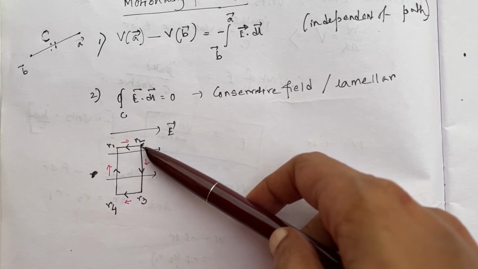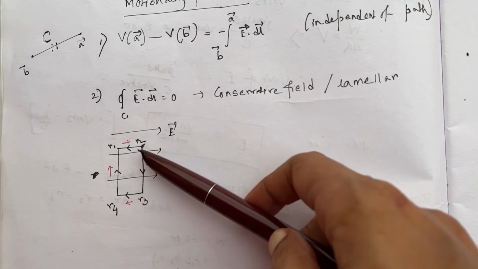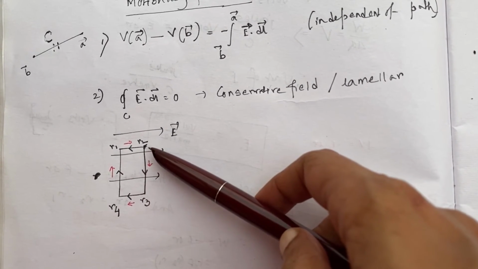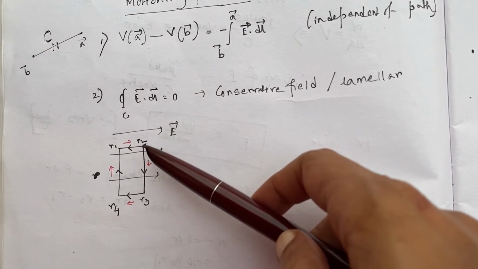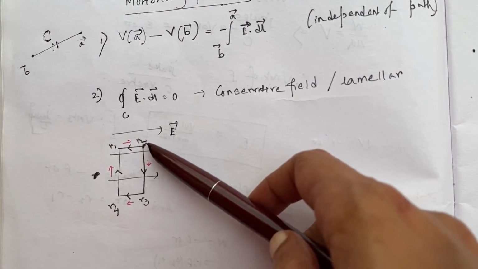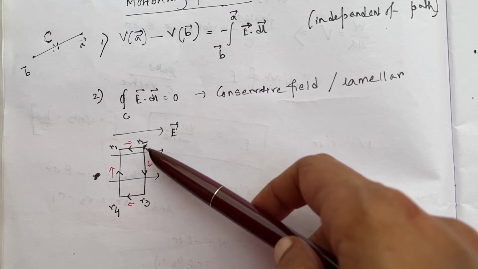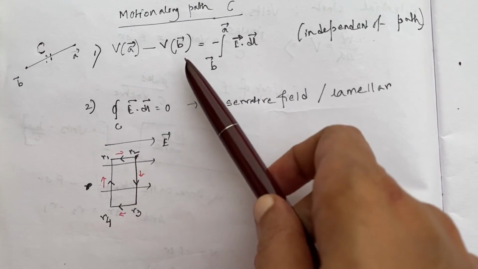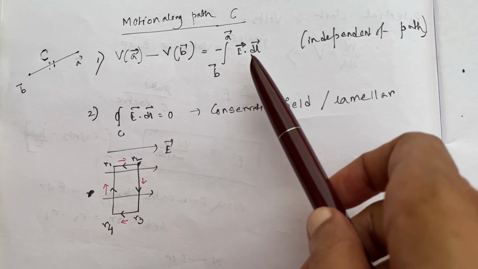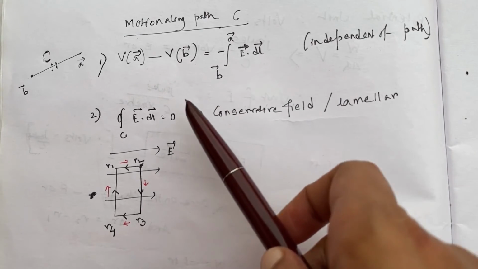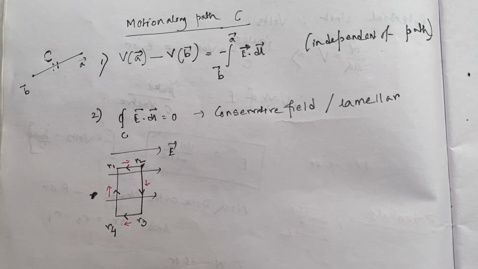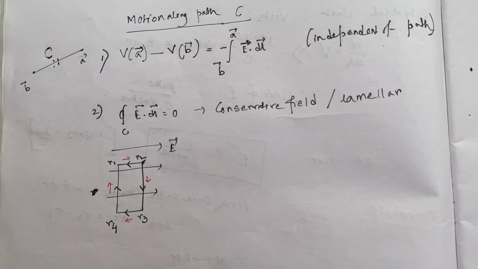So if I start from this point, trace the entire path and come back to the point R2, then the total work done will be equal to 0, and the potential difference I calculate is also equal to 0. From this relation, if the left hand side is equal to 0, then the right hand side is also equal to 0. That is a property of the conservative electric field: for a closed path, the integral of E dot dl should be equal to 0. This is also called a lamellar field.